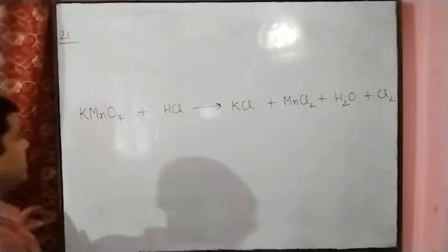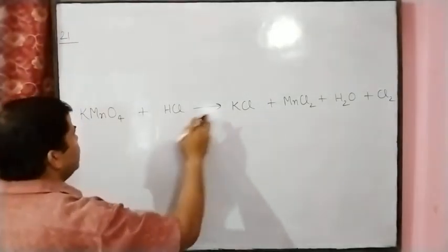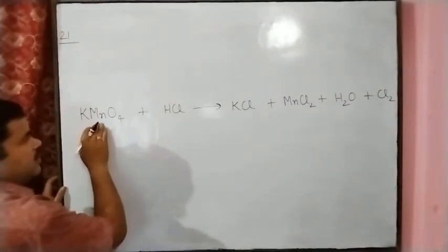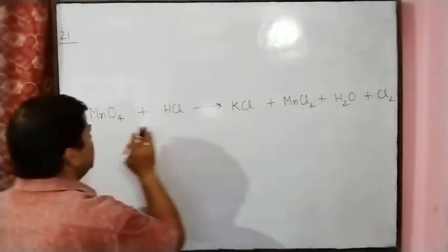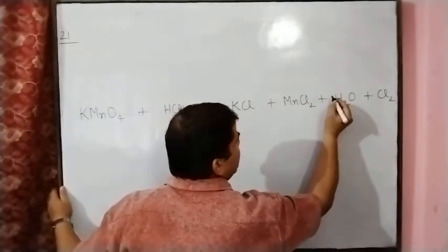So here in this example we can see potassium 1 balanced, manganese 1 balanced, oxygen 4, and here oxygen only 1. So we can write here 4.